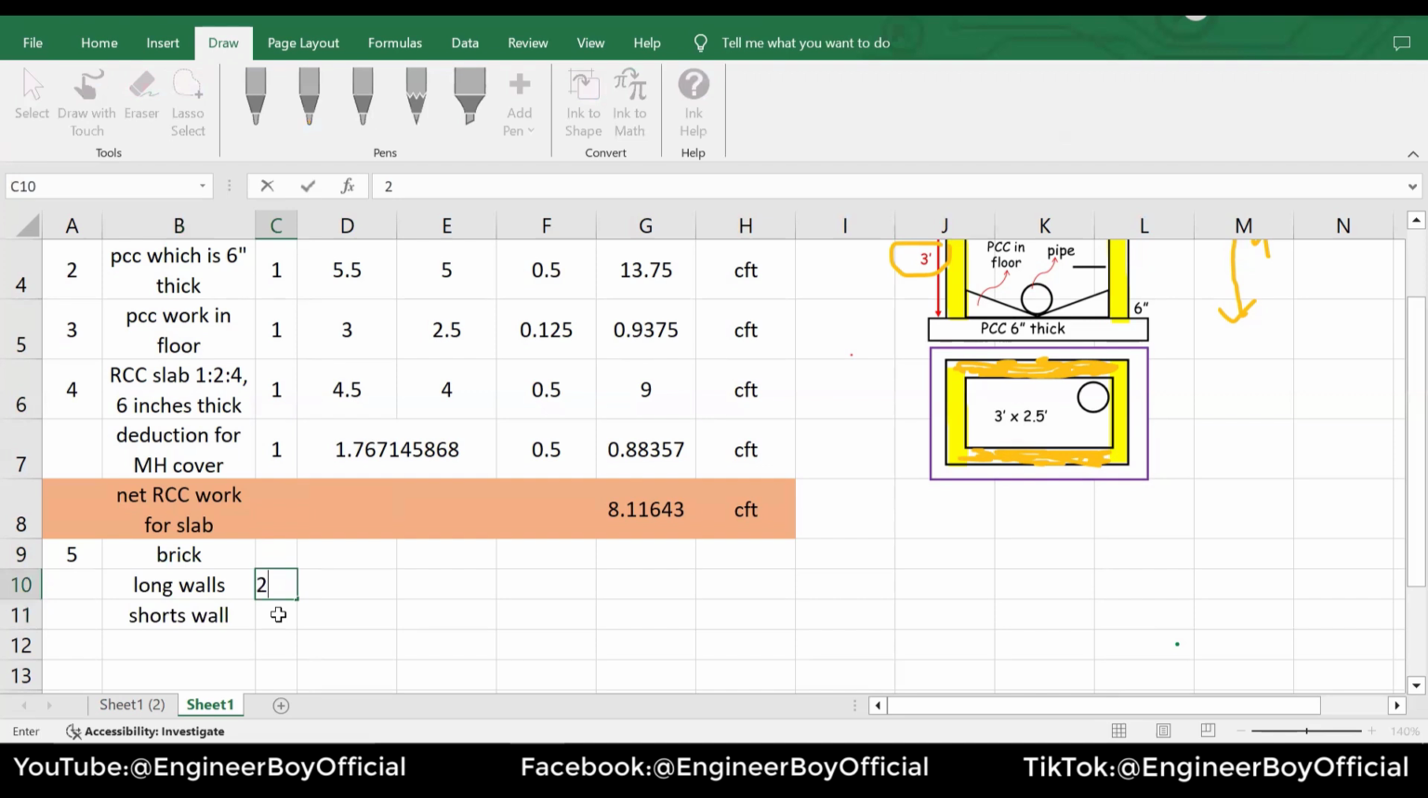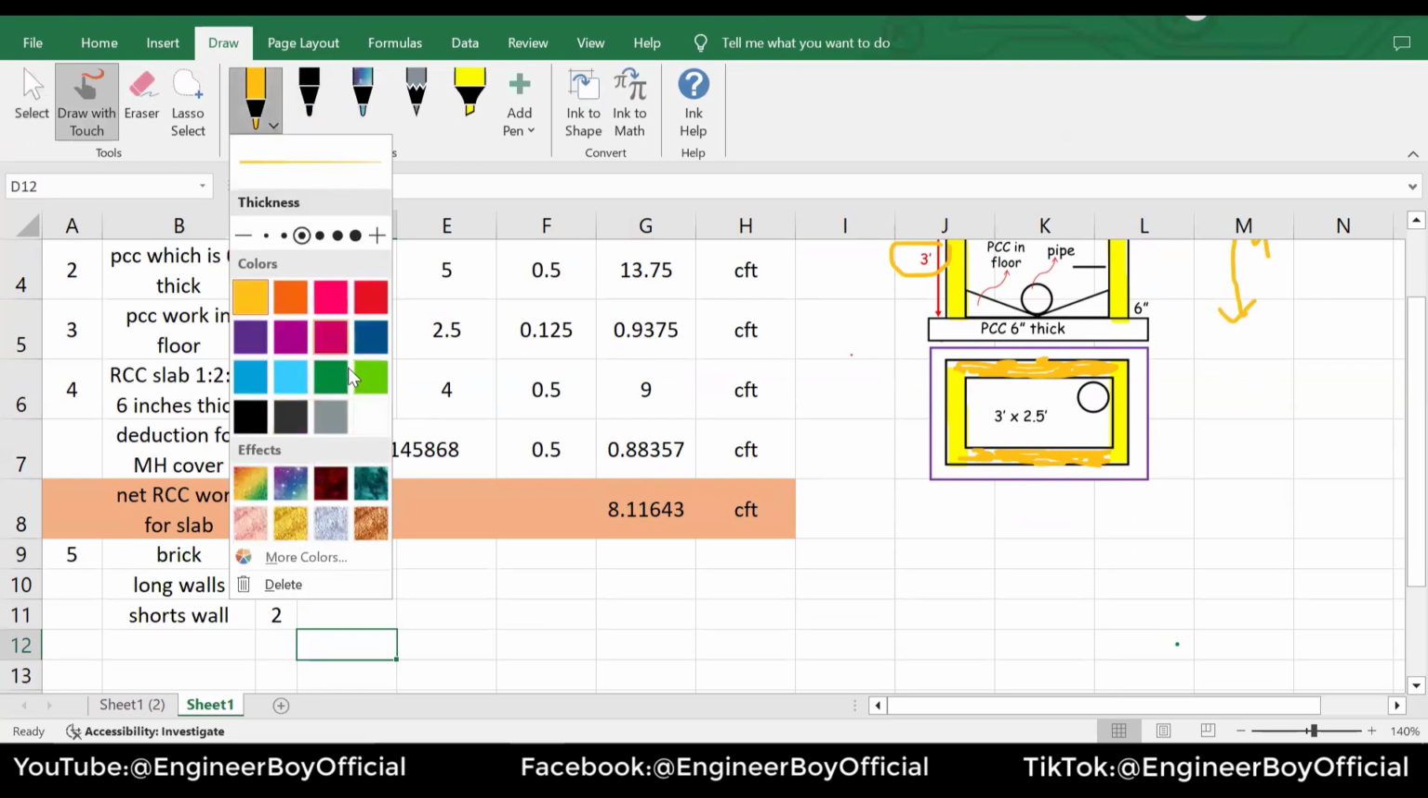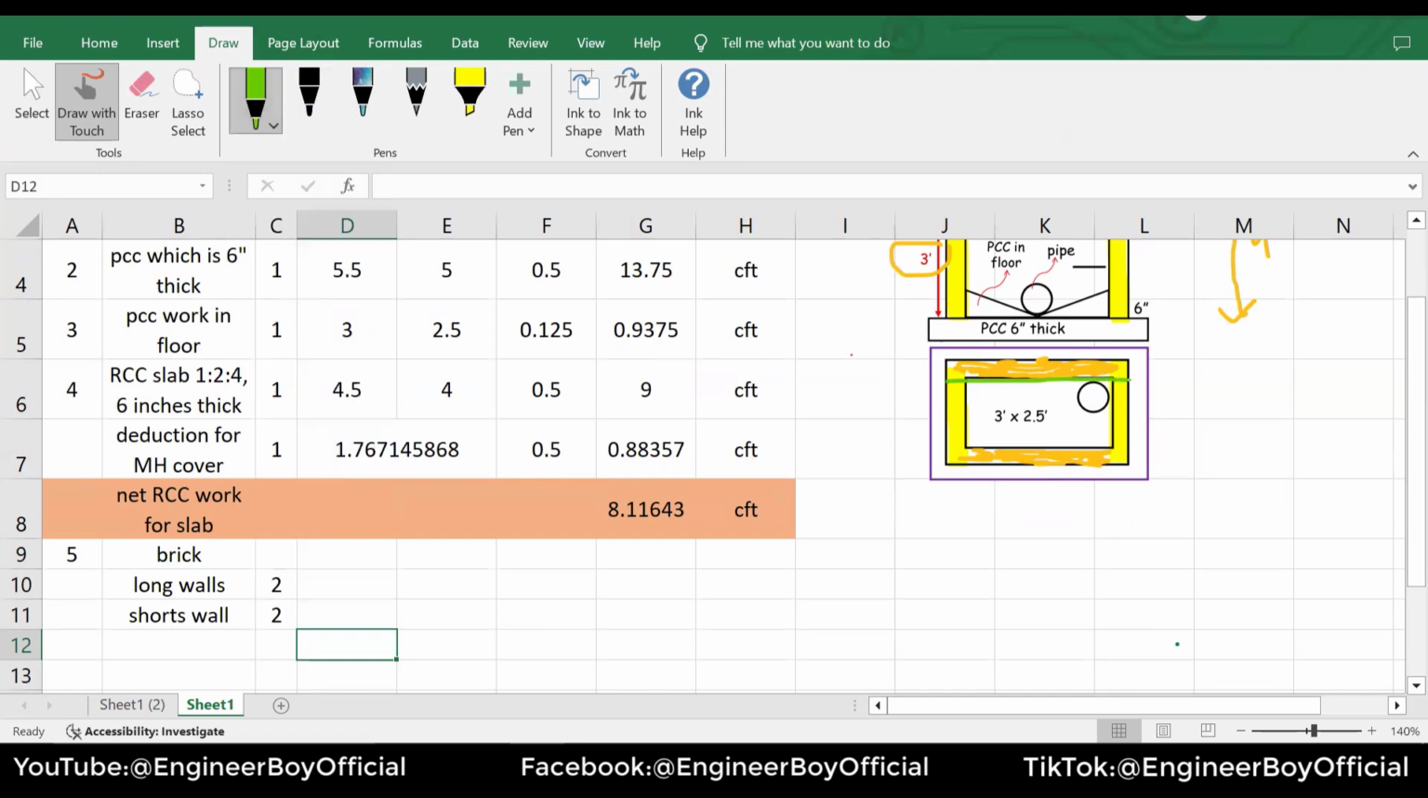Long walls are going to be 2, short walls are going to be 2 again. And let's say the long walls, and let me just change the color. So you can say these are the long walls, this portion, and for the bottom one, like this. So these are the long walls.